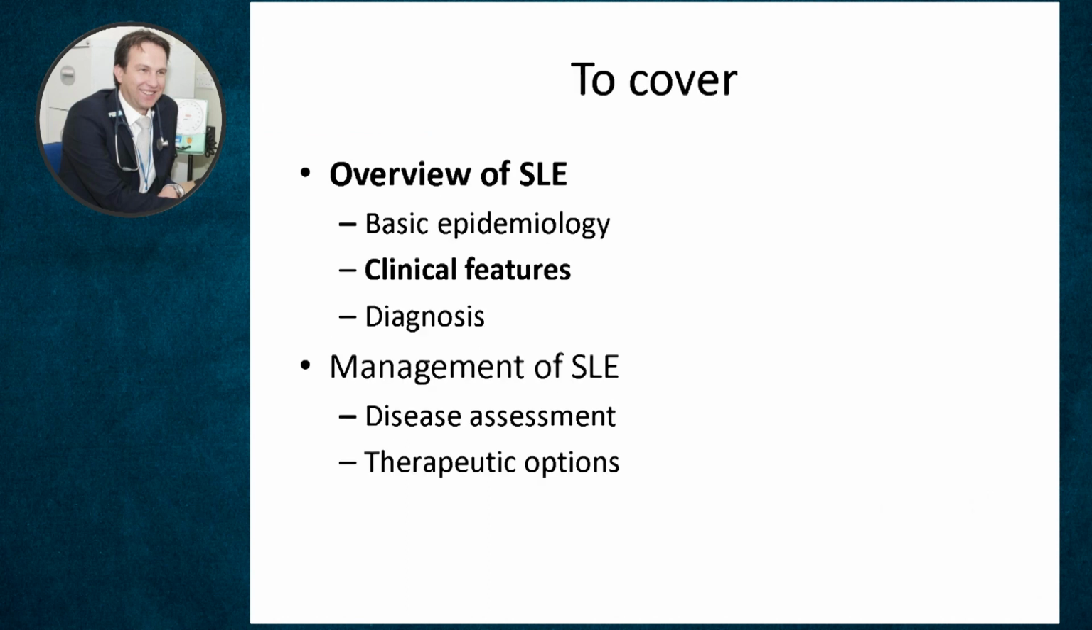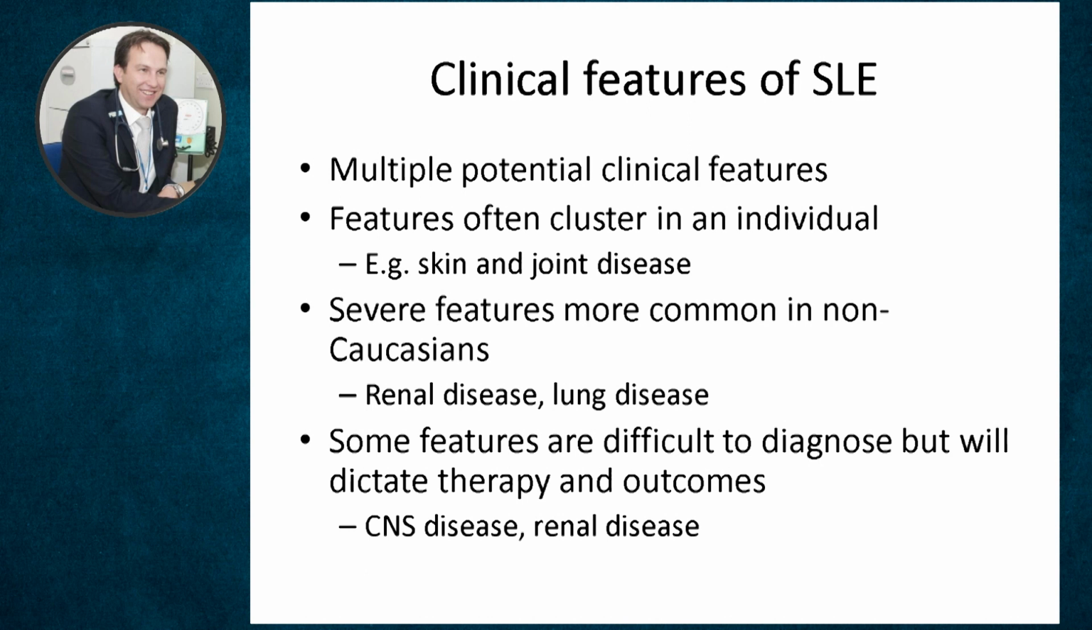So what are the clinical features of lupus? Well, there are many potential clinical features. They often cluster in an individual, so people talk about skin and joint disease, lupus nephritis, and severe internal organ disease, and it's often found that severe features are more common in non-Caucasians, as already discussed. Some features are very difficult to diagnose, but often dictate therapy and outcomes, and renal disease often needs a biopsy to accurately diagnose and prognose, and CNS disease is characteristically very difficult to diagnose in patients, depending on the abnormalities and clinical presentation.